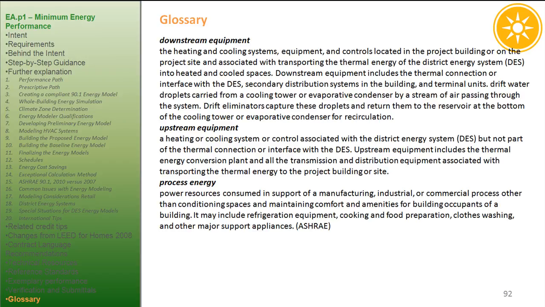Combined heat and power: an integrated system that captures the heat, otherwise unused, generated by a single fuel source in the production of electrical power. Also known as cogeneration. Adapted from U.S. Environmental Protection Agency. Process energy: power resources consumed in support of a manufacturing, industrial, or commercial process other than conditioning spaces and maintaining comfort and amenities for building occupants of a building. It may include refrigeration equipment, cooking and food preparation, clothes washing, and other major support appliances.